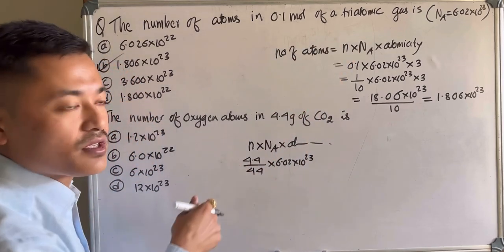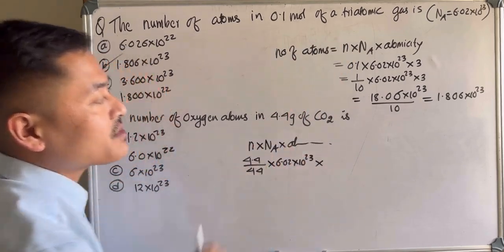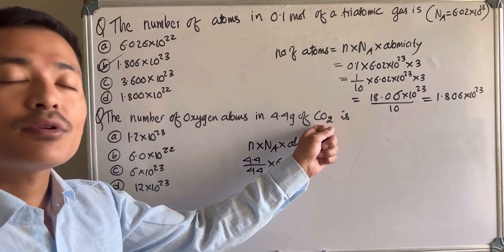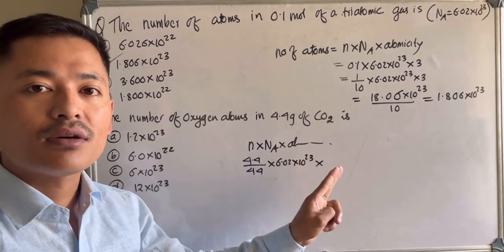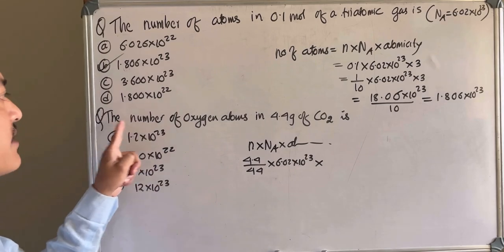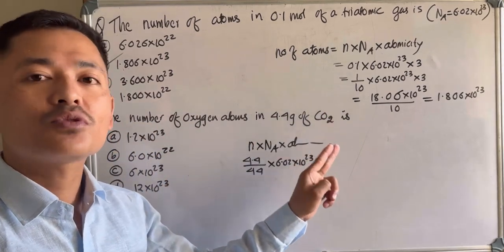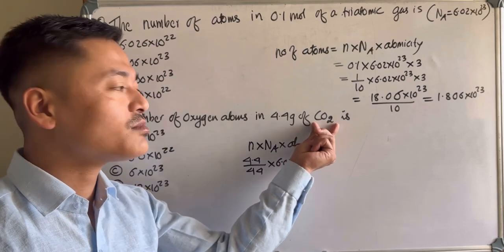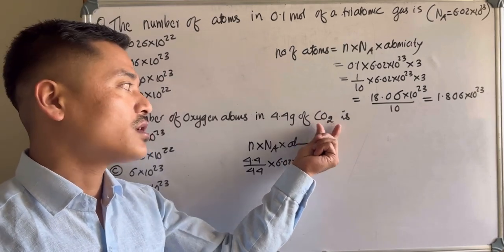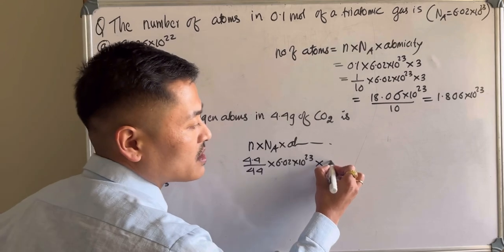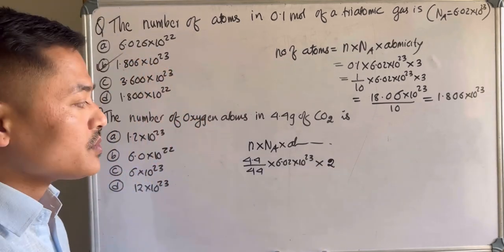You can use that previous value, into atomicity. Now even though carbon dioxide is triatomic, you are simply told to find the number of oxygen atoms. In this carbon dioxide, you only have 2 oxygen atoms. Even though its atomicity is 3, since only 2 oxygen atoms are present, you must simply write 2. Now you can solve this one.